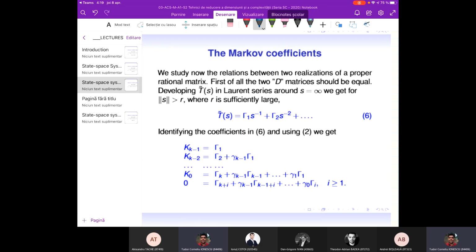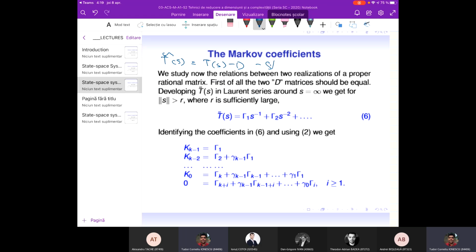To do that, we need to introduce the notion of Markov coefficients. They establish the relations between two realizations of a proper rational matrix. First of all, of course, you need to have the two D matrices equal. That makes sense. Now you take the strictly proper part, T tilde S, I remind you, it's TS minus D.